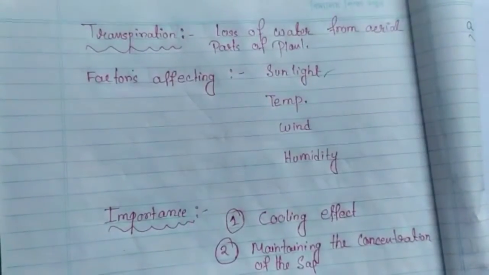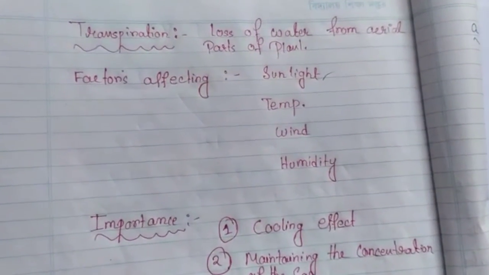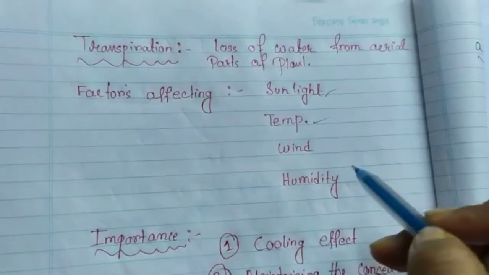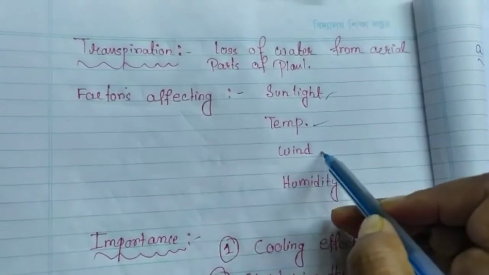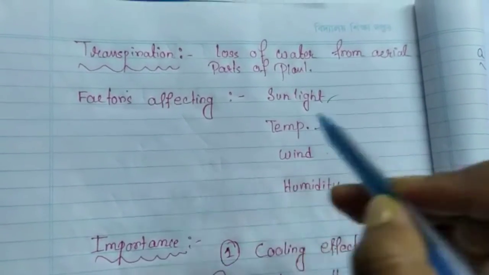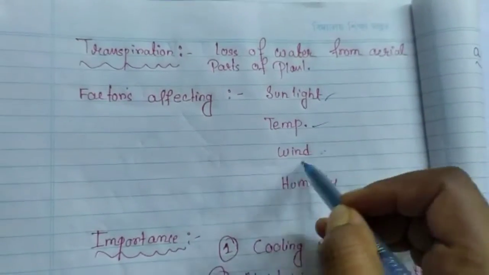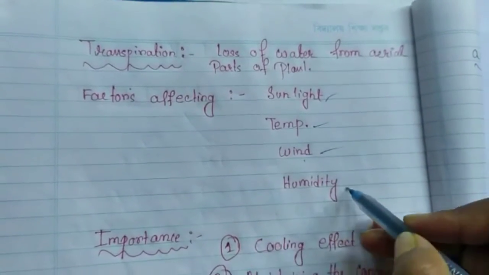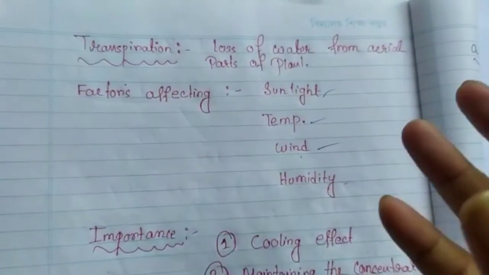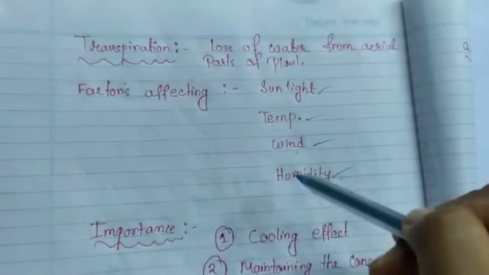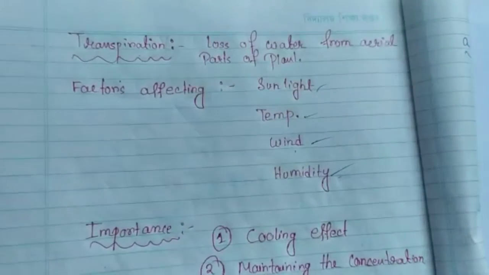Next one is temperature. High temperature favors transpiration whereas low temperature does not. Next is wind. Transpiration is more when the wind is blowing fast. So the wind also affects transpiration. Next is humidity. Less transpiration occurs if the air is humid. So humidity is also affecting the transpiration process.